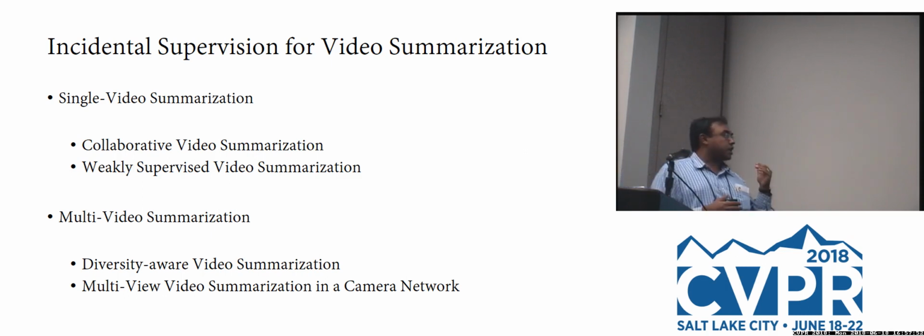And lastly, how do you extend this to a network of cameras where you also have a collection of videos? There is some correlation between them. It could be an overlapping network where there is obviously correlation, or it could be a non-overlapping network where there is also implicit correlation. The same car moves from here to here. How do we exploit that in order to do summarization?